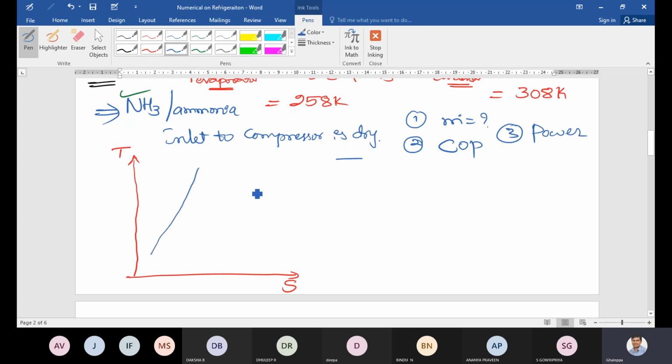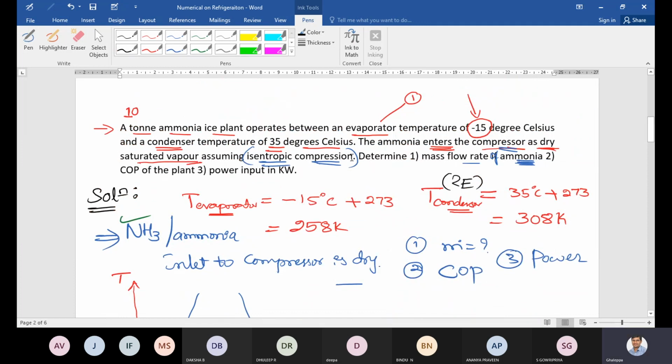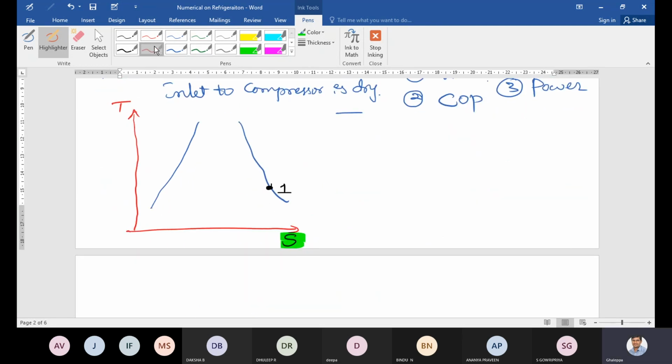This is the saturated liquid line and the saturated vapor line. Take point number 1, the inlet to the compressor. This is the dry condition, so I have taken it on the dry line. If it were wet, I could have taken it somewhere between these two, and if superheated, I could have taken it here. From point 1, draw one vertical line. Why do we draw a vertical line? Because isentropic compression is given. In isentropic compression, entropy S remains constant. Keep in mind, I am drawing a vertical line because it is an isentropic process, so entropy is constant. So 1 to 2.